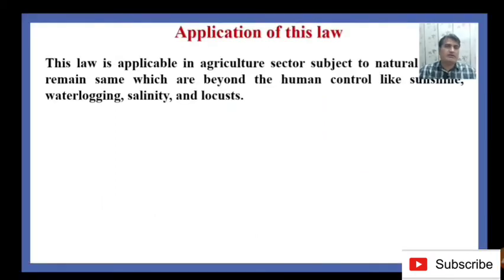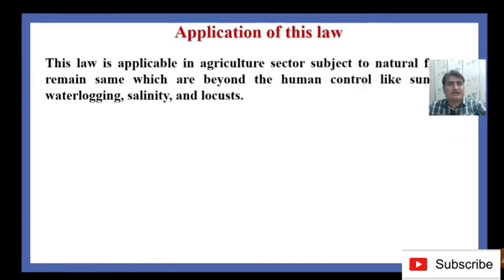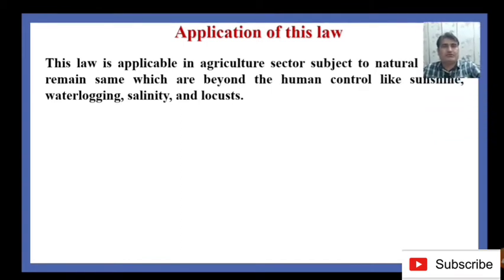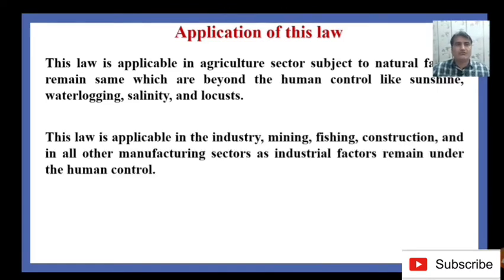This law is applicable in the agriculture sector subject to natural factors that remain the same, which are beyond human control, like sunshine, waterlogging, salinity and locust. However, this law was applicable only on land according to Marshall, but this law is also applicable in industry, mining, fishing, construction and all other manufacturing sectors, as industrial factors remain under human control.